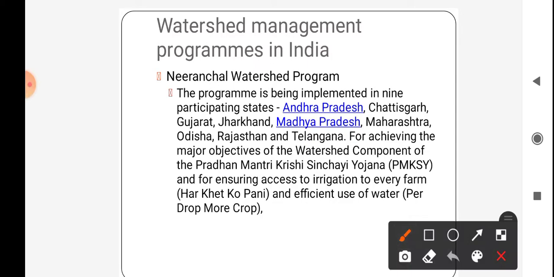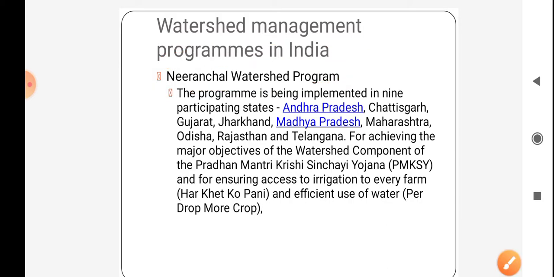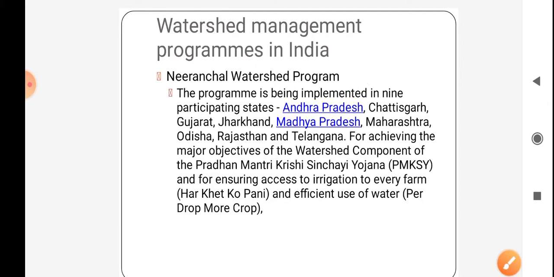This is the recent program, Neeranchal Watershed Program, which is being implemented in 9 participating states: Andhra Pradesh, Chhattisgarh, Jharkhand, Gujarat, Madhya Pradesh, Maharashtra, Odisha, Rajasthan and Telangana. The major objective is the watershed component of Pradhan Mantri Krishi Sinchai Yojana, the slogan of which is Har Khet Ko Pani.